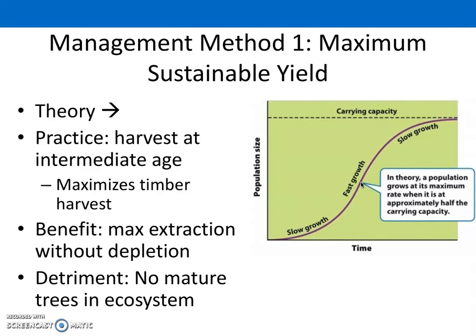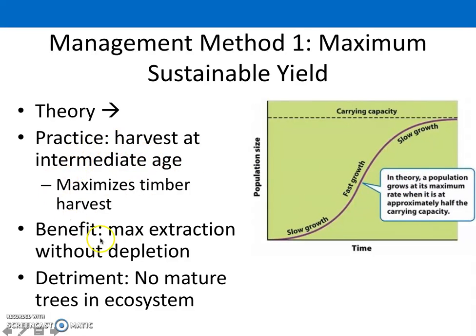Now in forests, as far as trees go, maximum population growth actually occurs when those trees are at intermediate age. And so the practice of maximum sustainable yield is to harvest trees at intermediate age. And as long as you have estimated the tree population correctly, this will maximize timber harvest over time because the forest will continue to grow at this rapid rate if you maintain it at that intermediate level.